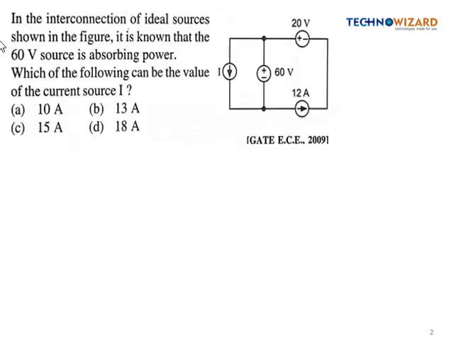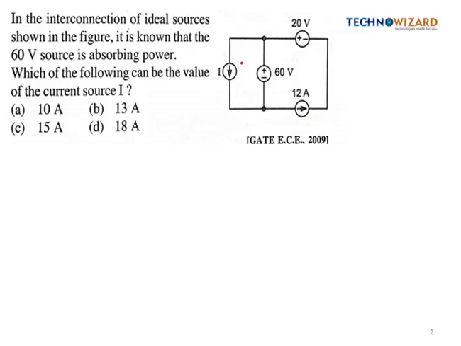So this is our first question. In the interconnection of the ideal sources shown in the figure, it is known that the 60-volt source is absorbing the power. Which of the following can be the value of the current source I?